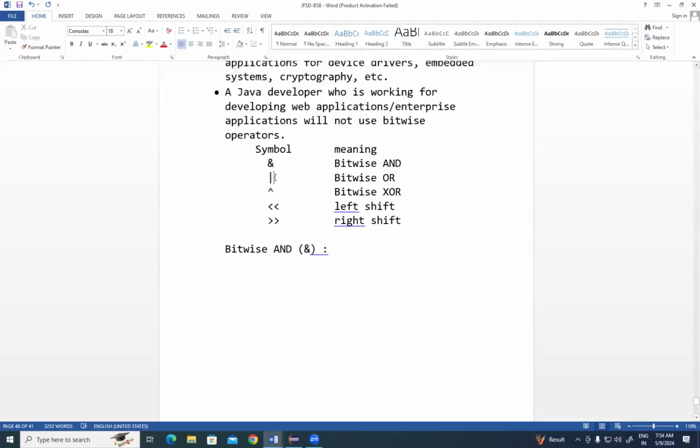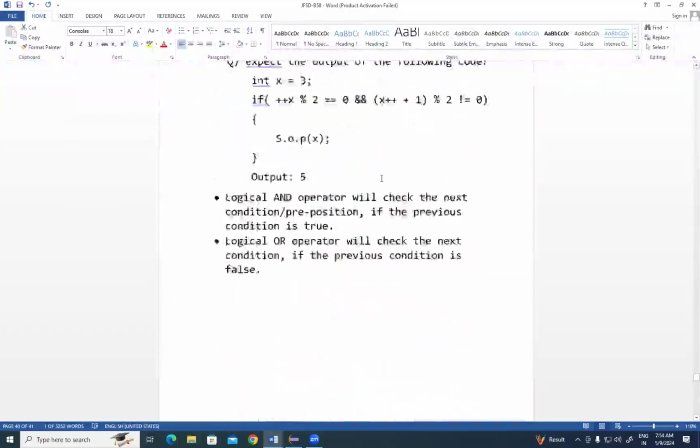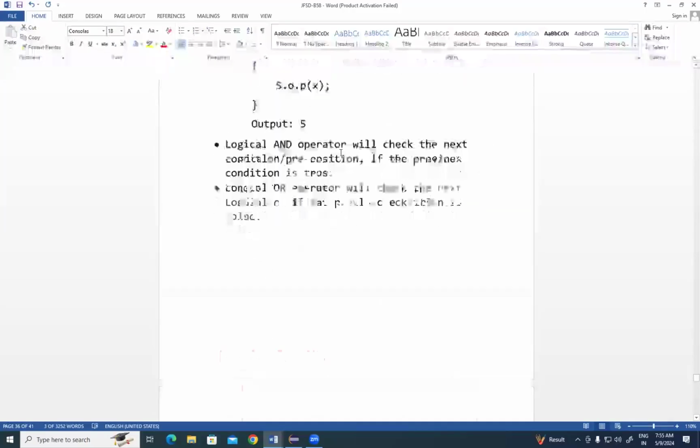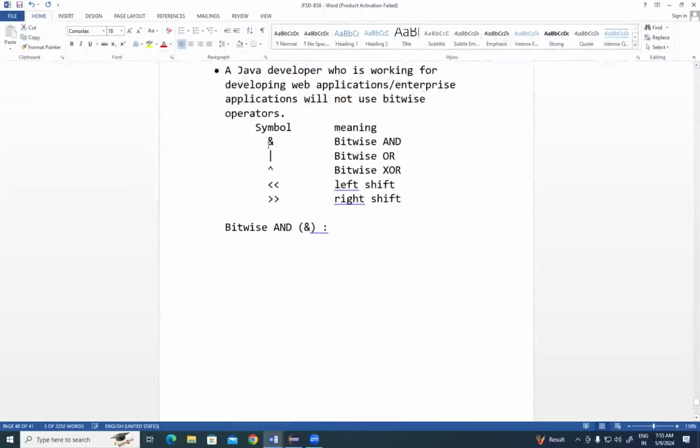Single pipe symbol represents what? Bitwise OR. But a double pipe symbol represents what? You can see here, this is called logical OR. Logical OR means two pipes. Logical AND means two ampersands. But what about the bitwise AND? Single ampersand. Folks, this is single ampersand, called bitwise AND. Single pipe is called bitwise OR. Am I clear?